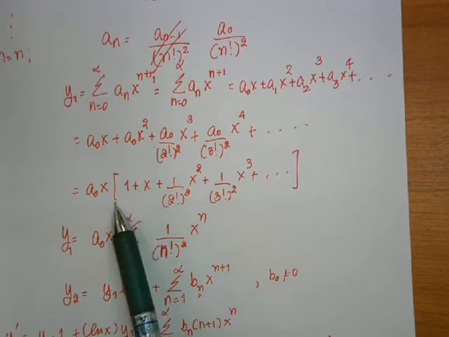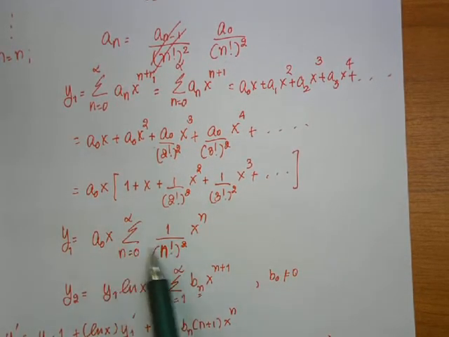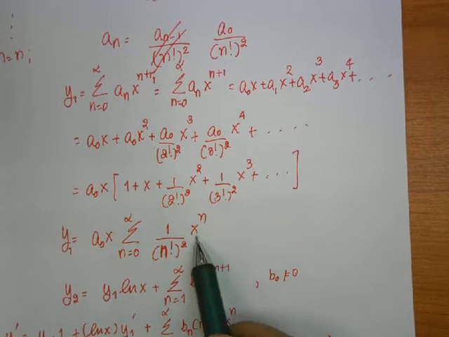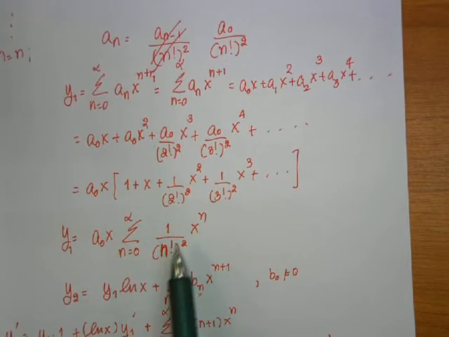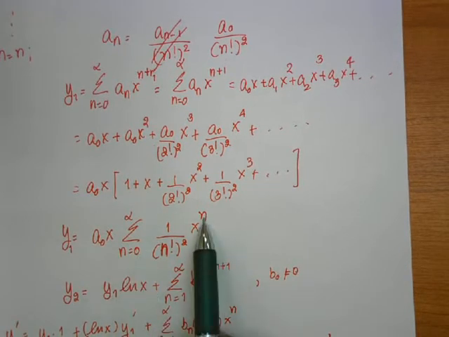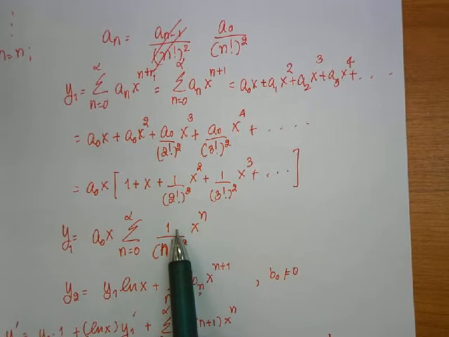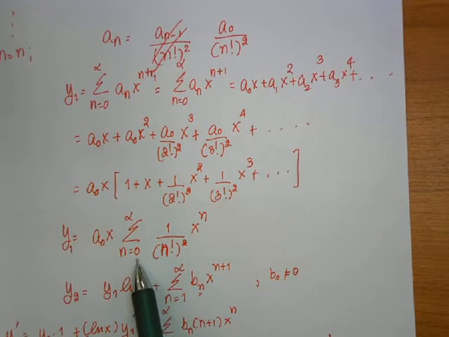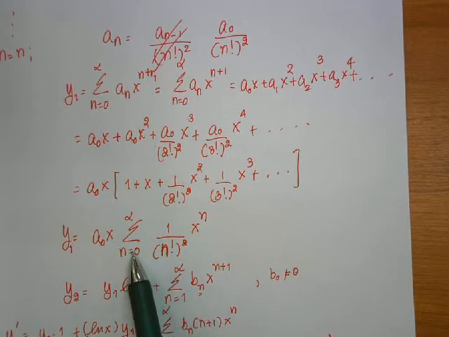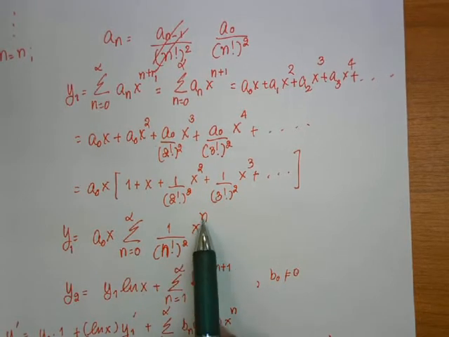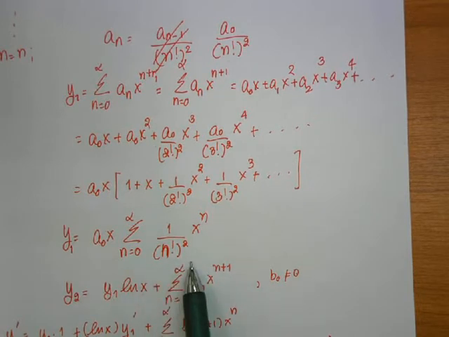Now, inside here, it can be written in terms of summation. You would get x to the power n divided by n factorial to the power 2. If you put n equal to 0 there, you would get 1. If you put n equal to 1 there, you would get x. If you put n equal to 2 there, you get x to the power 2 divided by 2 factorial squared. If you put n equal to 3 there, you got x to the power 3 divided by 3 factorial to the power 2. See?